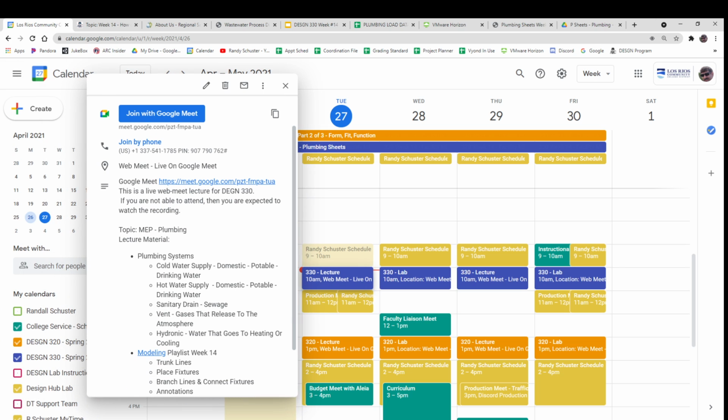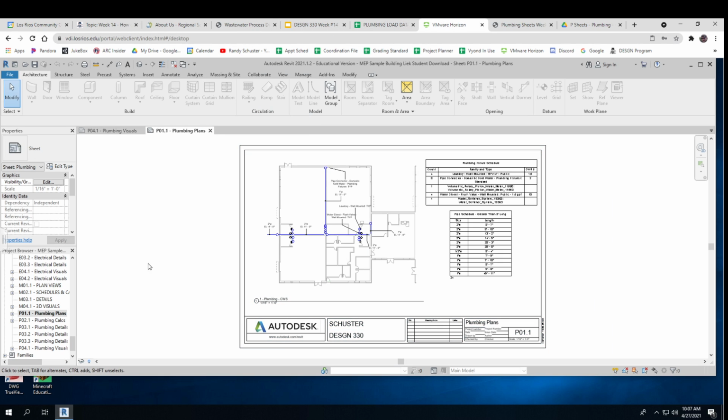Today, I'm going to just talk about some terms here. Cold water supply, hot water supply, sanitary drain, vent, hydronic. Those are important because you will see them when you put some plumbing in. Let me go to a plumbing floor plan here.